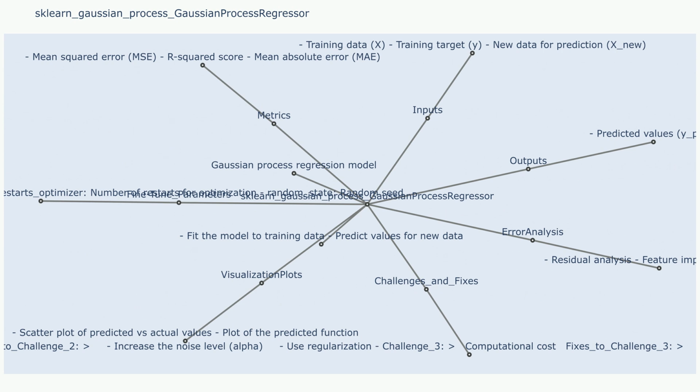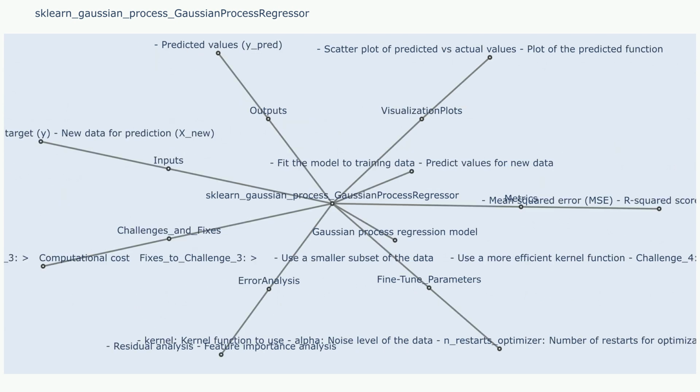predictions. Fine-tune parameters. Kernel. This determines the type of covariance function used to model the relationship between data points. You can explore different kernels to find the best fit for your data. Alpha. This parameter controls the noise level in your model. Higher values of alpha indicate more noise.